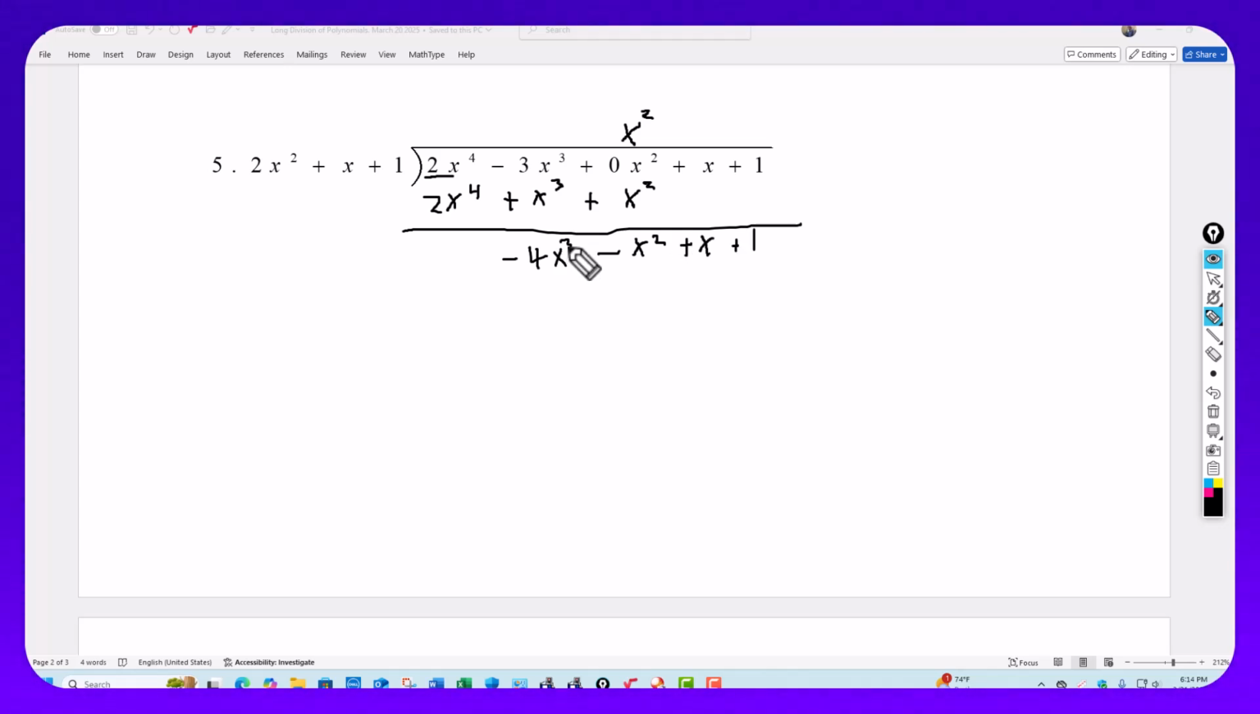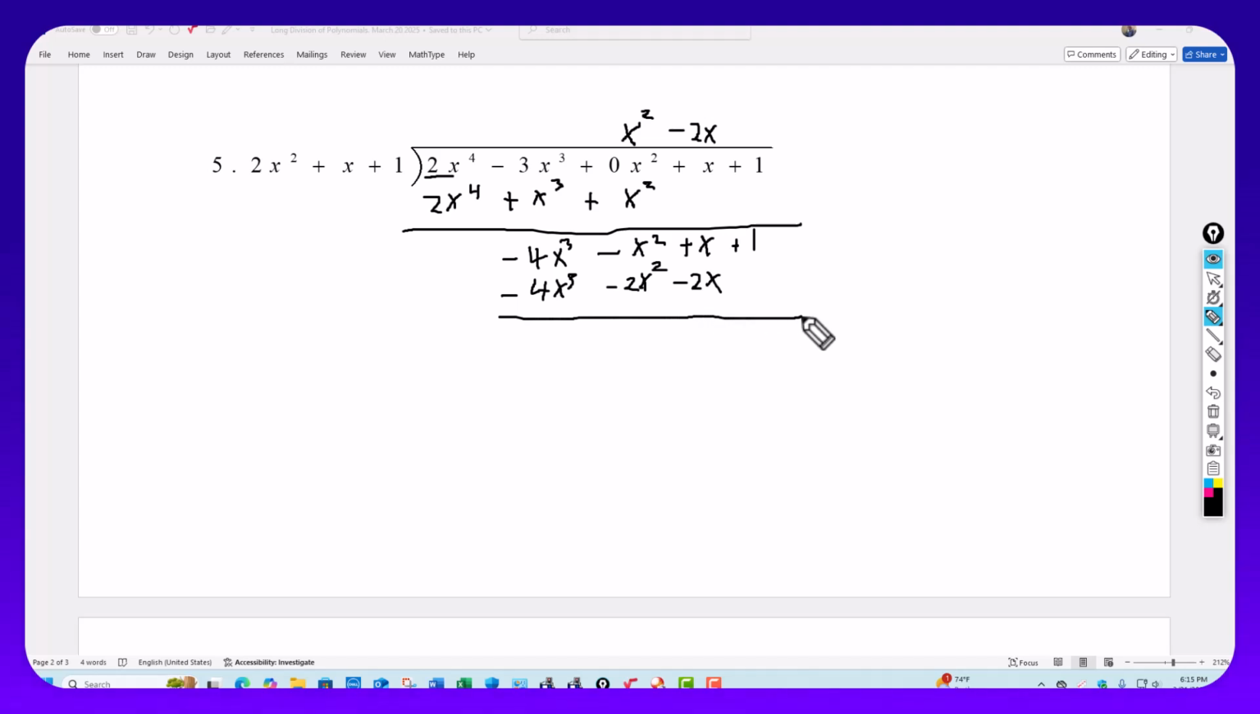And the degree of the remainder is still larger, so I can go again here. So I'm going to divide 2x squared into the first term here, the remainder. So it could be minus 2x. I'll put that over here. And then I multiply. So minus 2x times 2x to the second will give me a minus 4x to the third. And minus 2x times x is a minus 2x squared. And a minus 2x times 1 is a minus 2x.